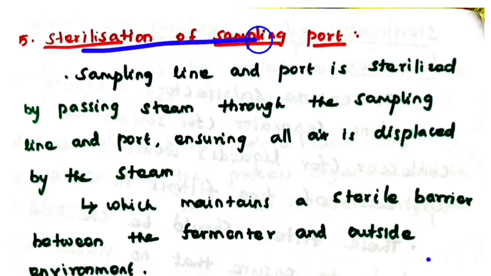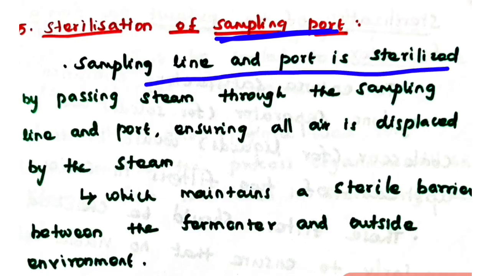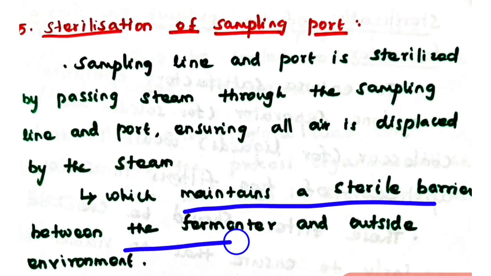The next one is sterilization of sampling port. The sampling port is used to withdraw some amount of sample of your culture media for analysis. So the sampling line and port should be sterilized by passing steam through the sampling line and port. We have to ensure all air is displaced by the steam. This maintains a sterile barrier between the fermenter and the outside environment.